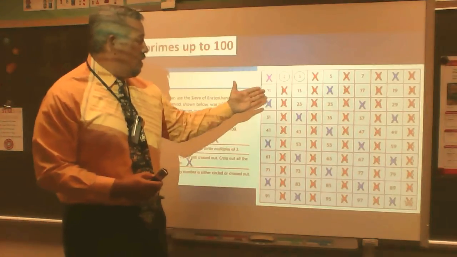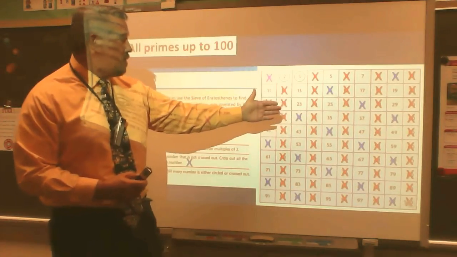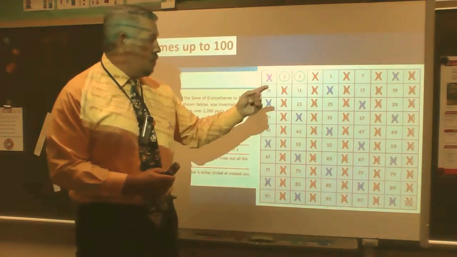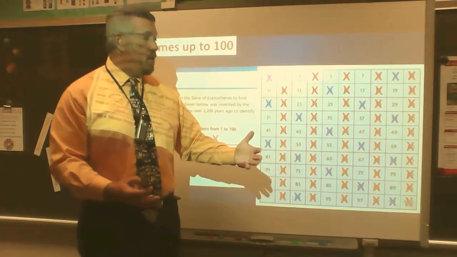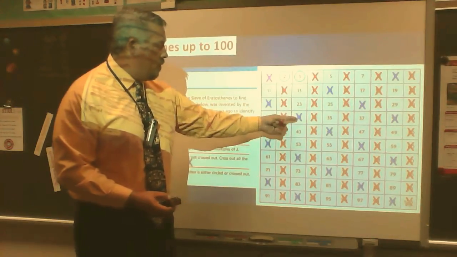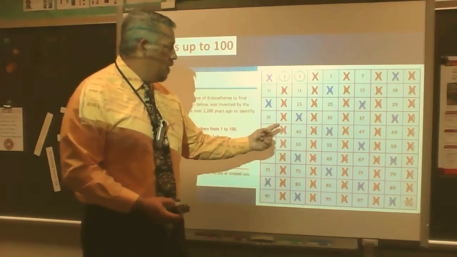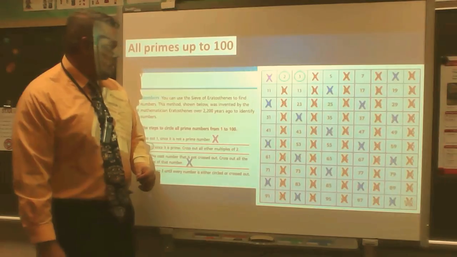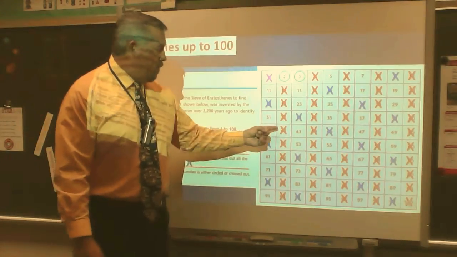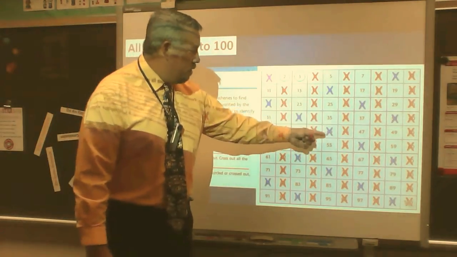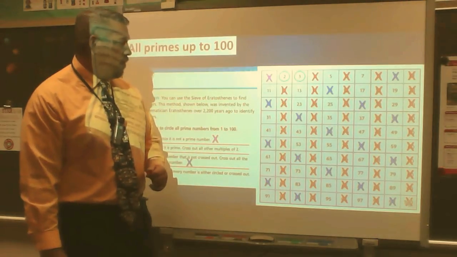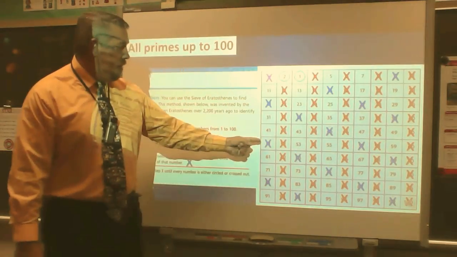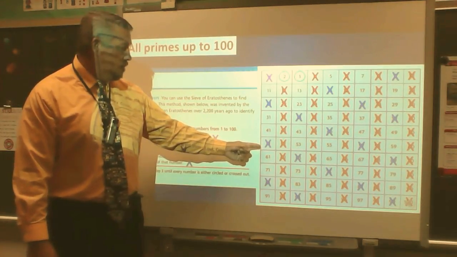Then I go over to the 24, it's already crossed out. So now 27, I cross it out. The next 3 would take me to 30. It's already crossed out because it's even. So I have to go to 33 and cross it out. 36 is done. So I have to go to 39. Cross it out. 42 is done. So I have to go to 45 and cross it out. 48 is done. So I have to go to 51 and cross it out.